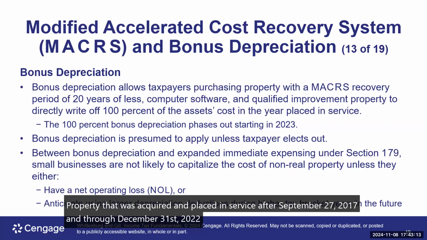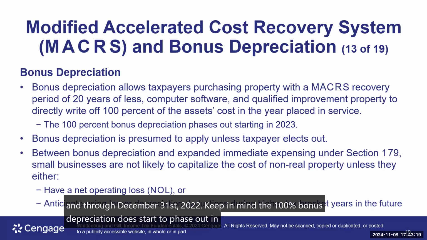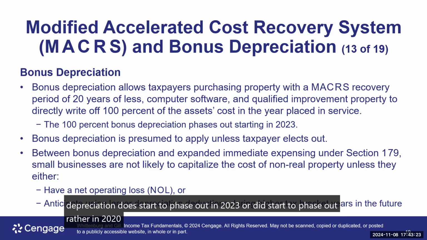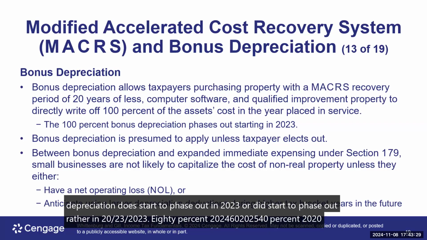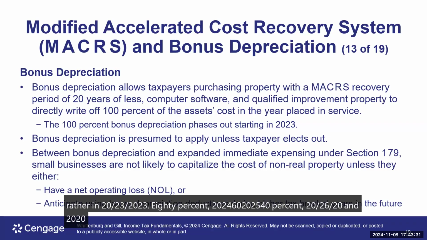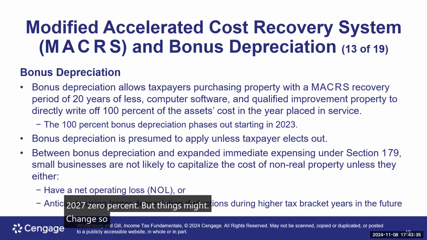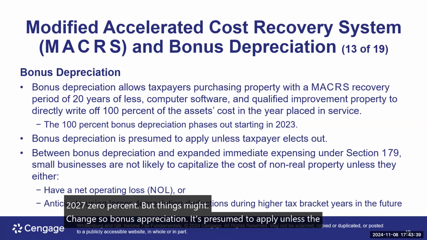Keep in mind the 100% bonus depreciation did start to phase out in 2023: 2023 is 80%, 2024 is 60%, 2025 is 40%, 2026 is 20%, and 2027 is 0%, but things might change. Bonus depreciation is presumed to apply unless the taxpayer elects out of it.